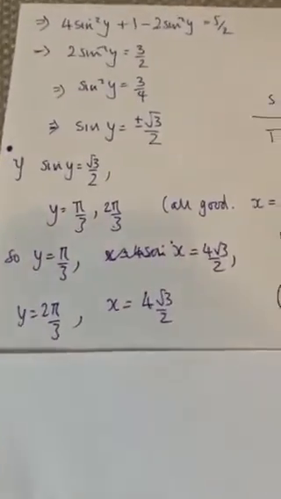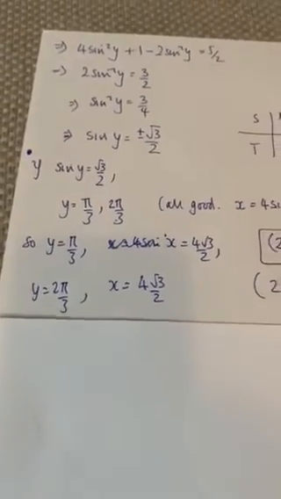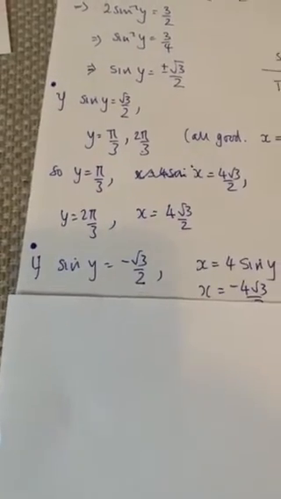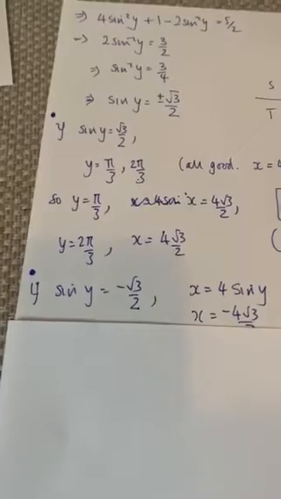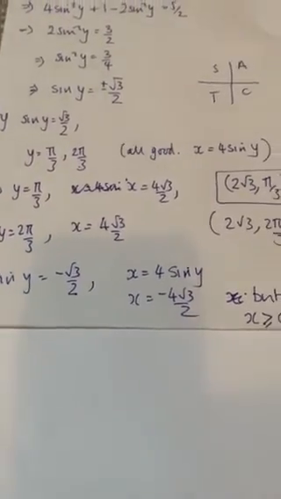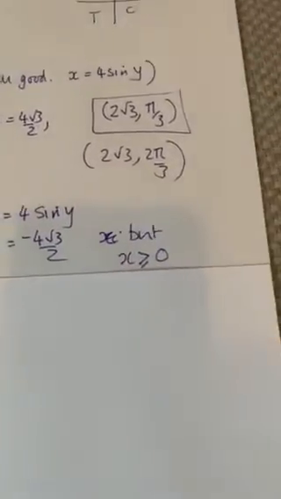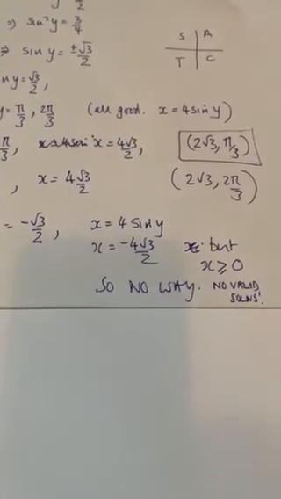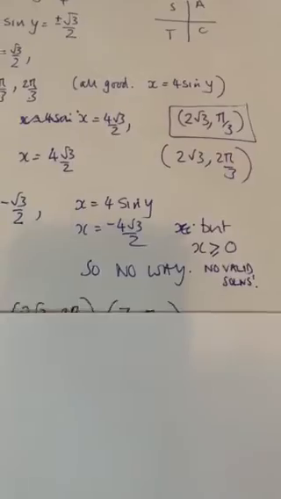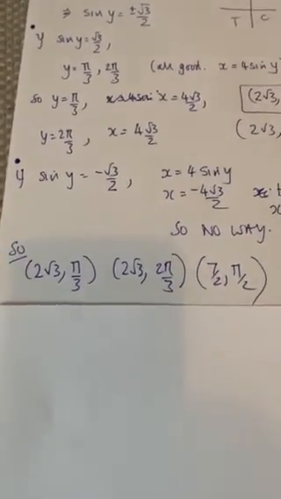You did, however, have the solution sine y is minus root 3 over 2. You must show that you're going to discount this. Don't just leave it. So if sine y is minus root 3 over 2, you know that x is 4 times the sine of y. X will be minus 4 root 3 over 2, negative. We know x has to be positive, so there's no way this is going to happen. Obviously, be careful. No valid solutions. So here are your 3 points. Well done.